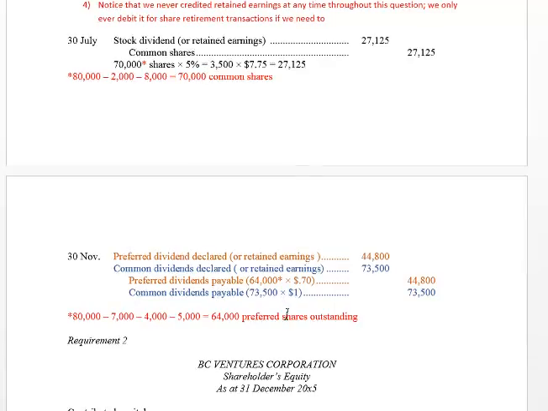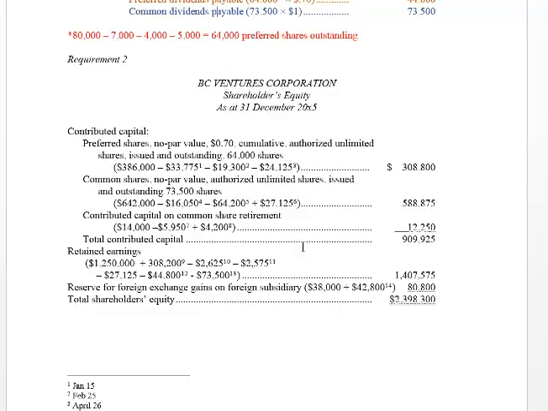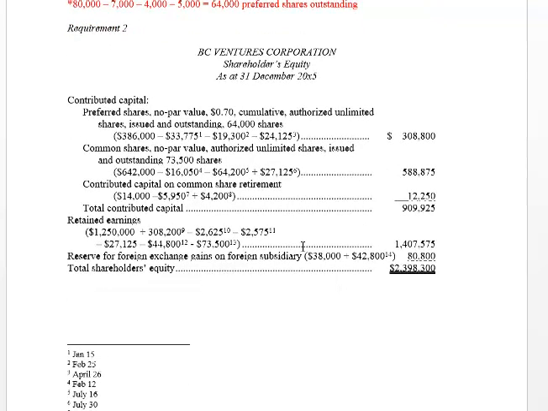Now, in requirement 2, they've asked us to do the shareholders equity section. Some of you might have been smart enough to be running a T account. That's fine. If you didn't, we can just do the math right here in the equity section so you know how we got all the numbers here. We've already calculated in the equity section for the preferred shares that we have 64,000 shares outstanding. We already know common shares, we have 73,500 outstanding. What we need to do is get a handle on how we got those numbers.